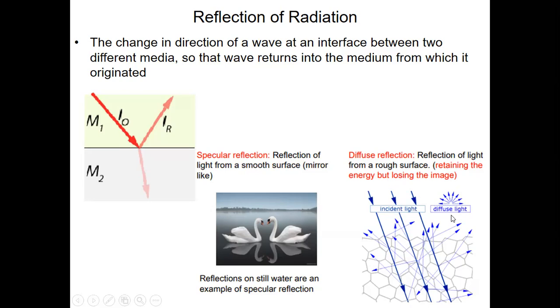There's a spectroscopic technique called diffuse reflectance spectrophotometry, where this phenomenon of diffuse reflection of radiation is used. So that is how reflection can happen. When there's a rough surface and diffuse reflection happens, we will not get a nice image like with specular reflection. We will have a blurred image. We will not get a nice image from a rough surface.